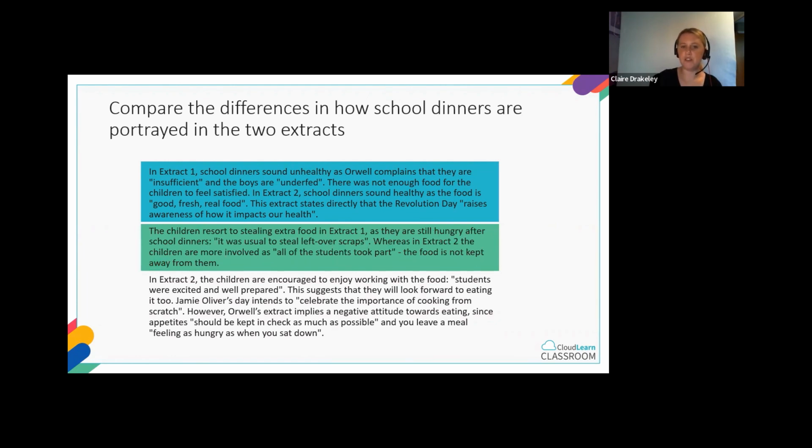Extract 1 shows how children are apart from the food and have to steal it. Then this is compared immediately by stating that the children in extract 2 are involved. Quotes are again used sparingly and embedded to prove the point while also being compact.